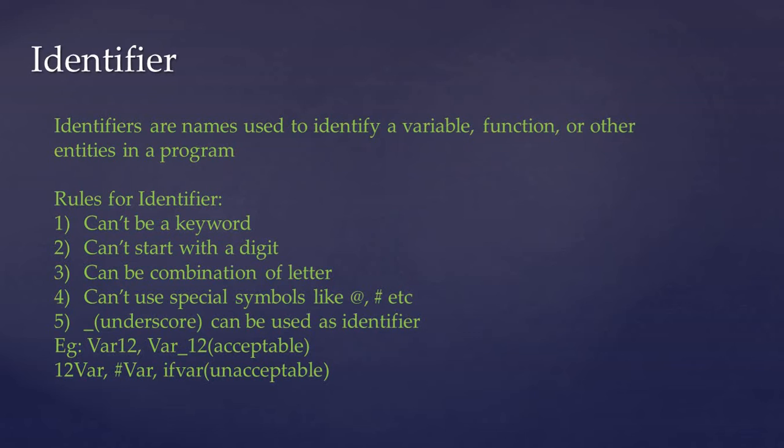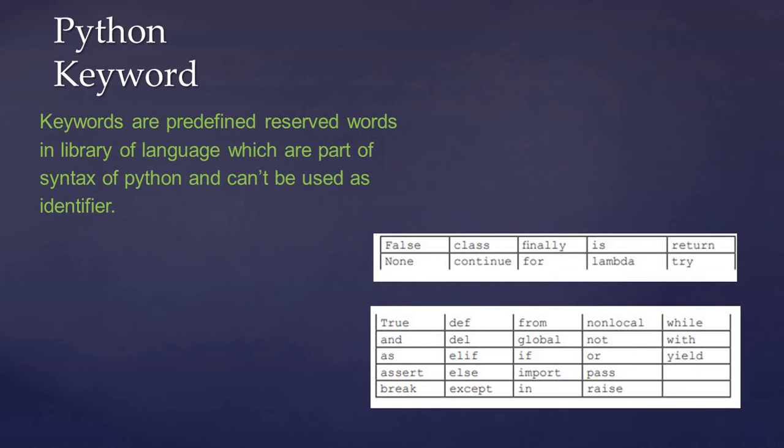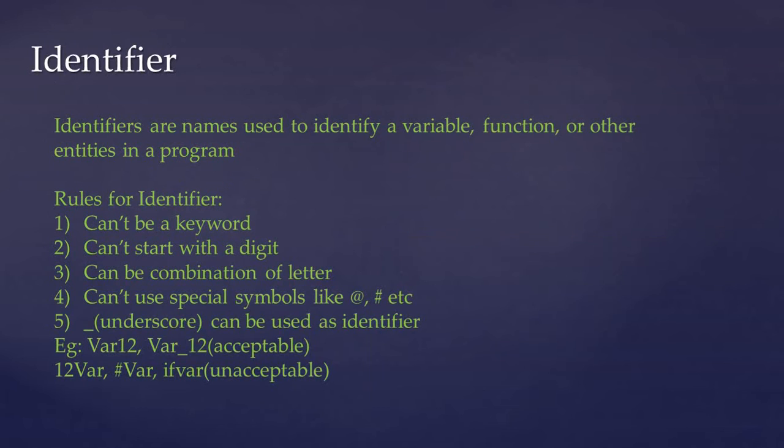Identifiers. They're basically names given to identify a variable, function, or other entity. Now, there are certain rules for identifiers which we must keep in mind. Firstly, they can't be keywords as shown before, and they can't start with a digit. So, as you can see here, if it is mentioned 12 variable or 12 var, that is incorrect. But if we mention the number after the letter, that is acceptable.